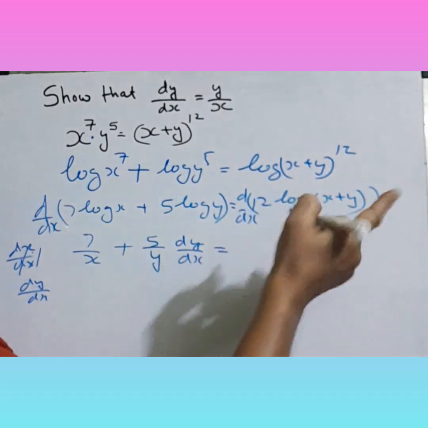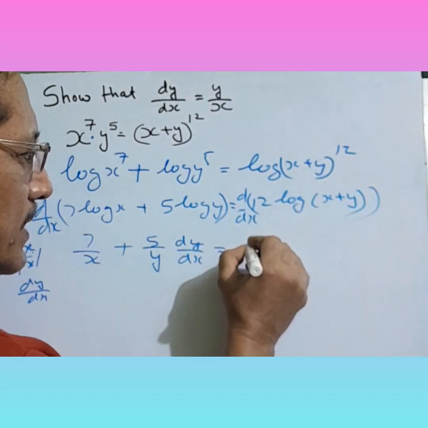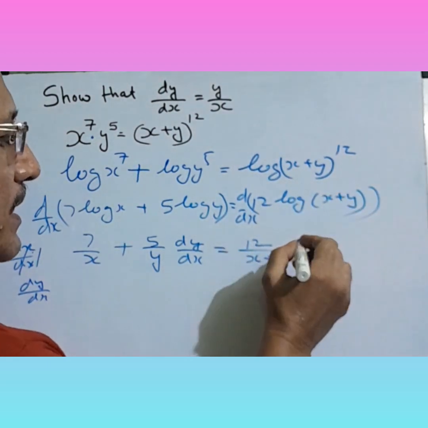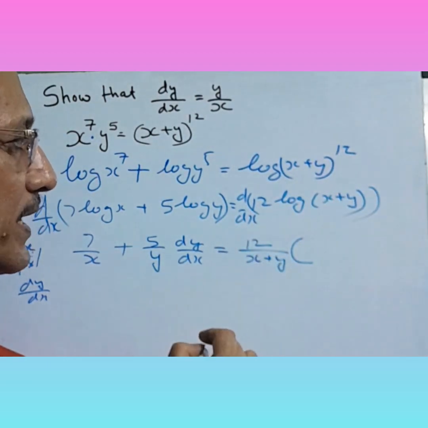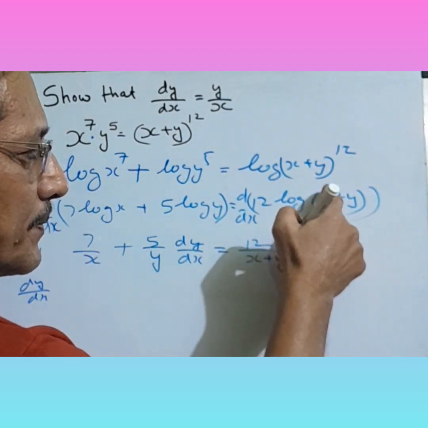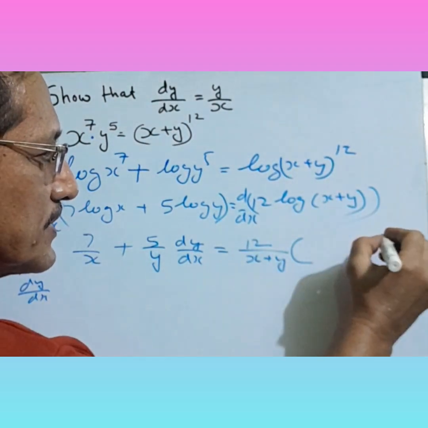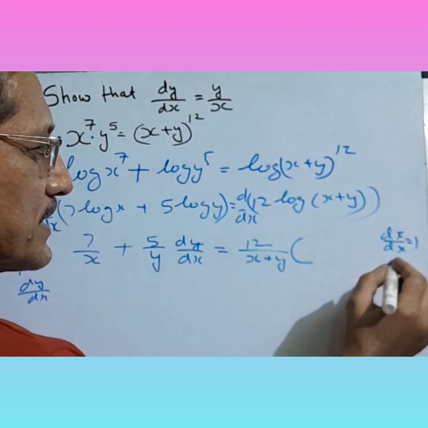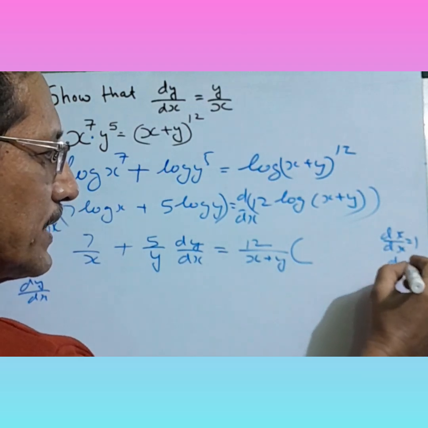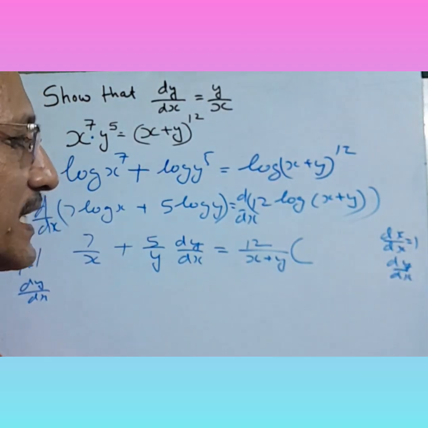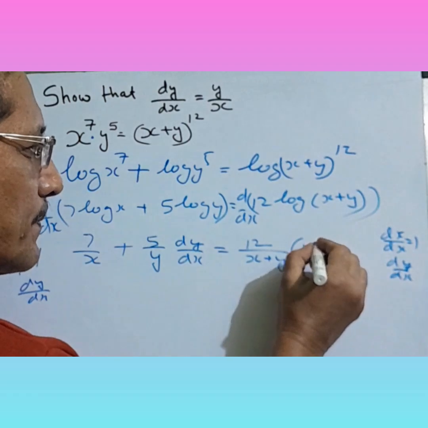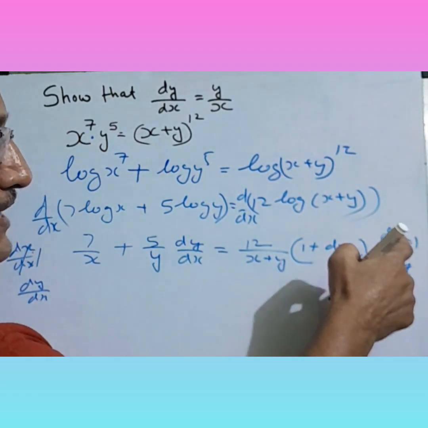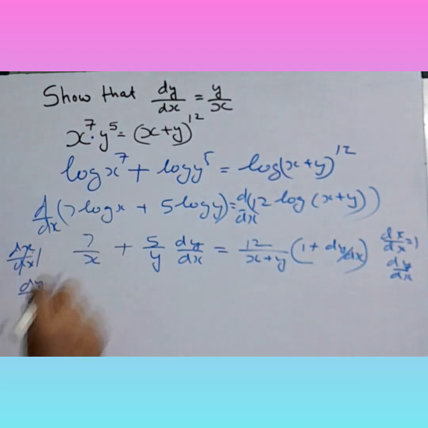Now here again the same story. The 12 remains as it is, log of this comes down to 1 by (x plus y), but then I have got to differentiate x and y also. When I do d by dx of x, that is dx by dx, which is equal to 1. Whereas in this case it is dy by dx, so it remains as it is. So it is 1 plus dy by dx, again explicit and implicit.